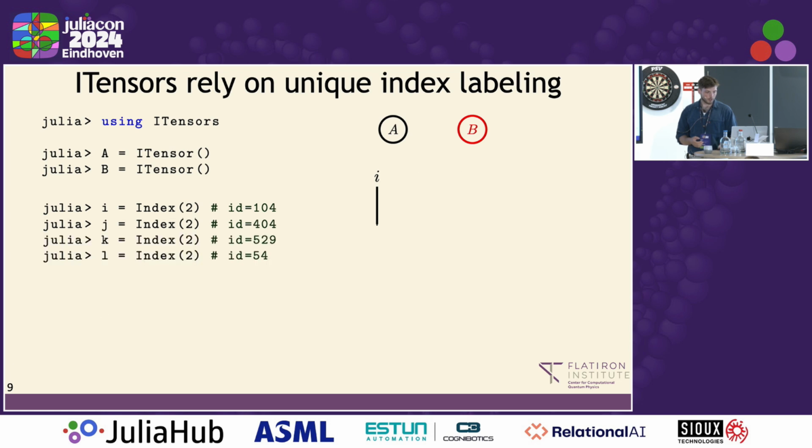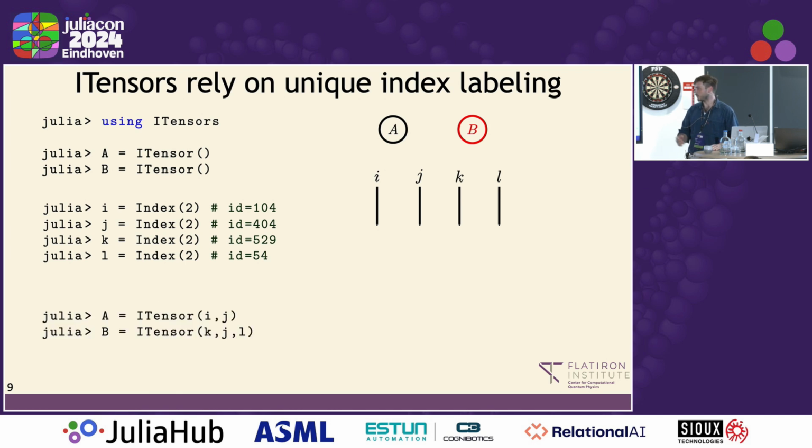Sorry, just jumped ahead. We can build many legs, and all of them will have their own unique ID number. You can see here, they all have different numbers. And now we have 4 legs. So that we have legs, and we have tensors, but we need to put them together. So we can easily put them together by doing something like ITensor of ij. So now A has the legs ij, and B has the legs kjl.